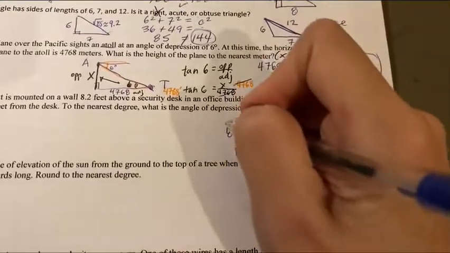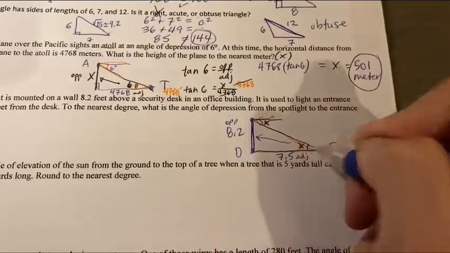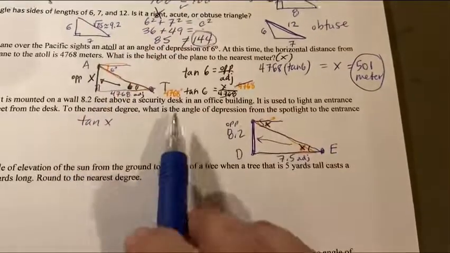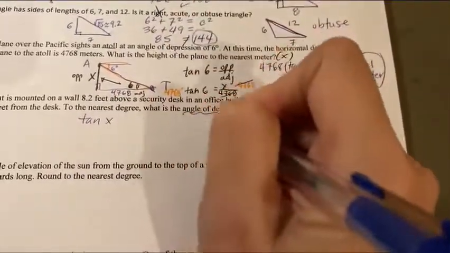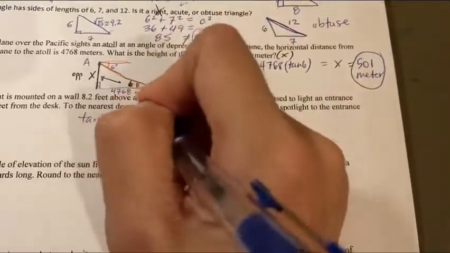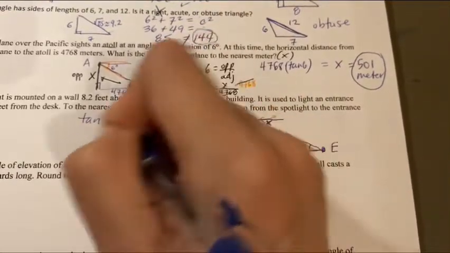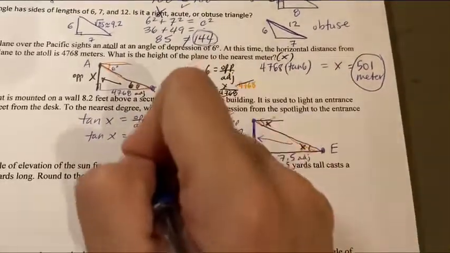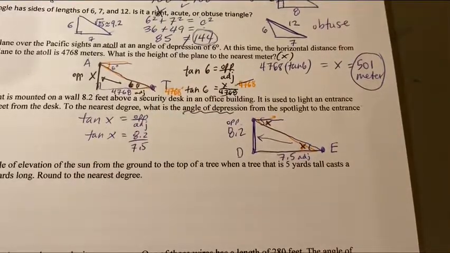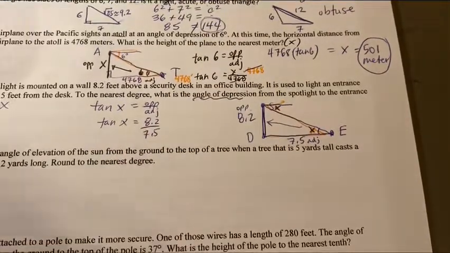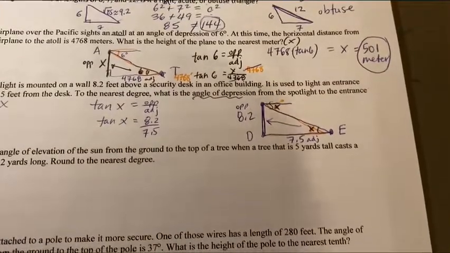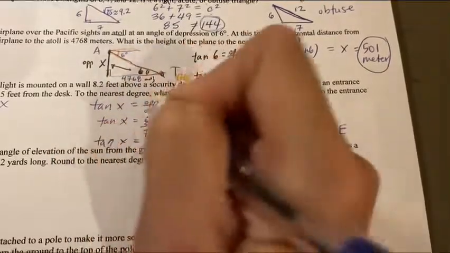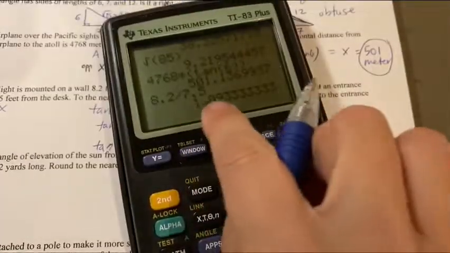Let's label our sides, opposite and adjacent, right? So that means we need to use tangent. So the tangent of my reference angle, and that's what we're solving for. We're solving for the angle. Tangent of an angle is opposite over adjacent. So tangent of this angle would be 8.2 over 7.5. Okay, cool. So let's figure out what that is. 8.2 divided by 7.5. Ooh. So the tangent of x is a big old ugly number, 1.093 repeating.